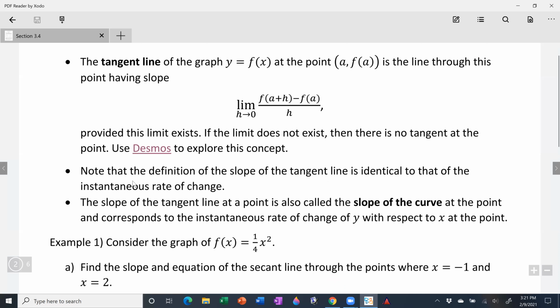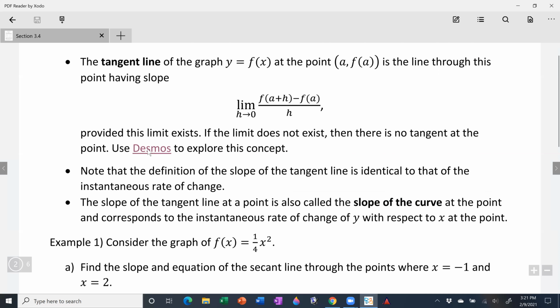But what I want to quickly mention here is that the definition of the slope of the tangent line is identical to that of the instantaneous rate of change. And the slope of the tangent line at a point is also called the slope of the curve at the point, and it corresponds to the instantaneous rate of change of y with respect to x at the point. And so back in the day, slope of the curve didn't make sense. But in calculus, now we can talk about the slope of a curve. Historically, we talk about the slope of a line. A curve has a different slope all over the place. And now this is where the calculus comes in, where we can actually find out what the slope is of a curve at any point.